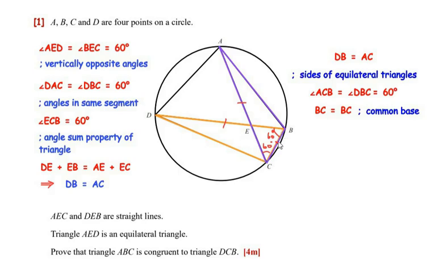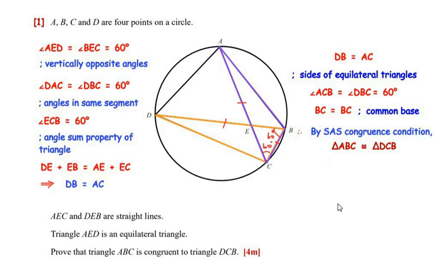And then we have a common base on which both the triangles are standing, that is BC. So here we have written BC is equal to BC as the common base. So by side, angle, side congruency condition, we can say that triangle ABC is congruent to triangle DCB. So this is our answer.